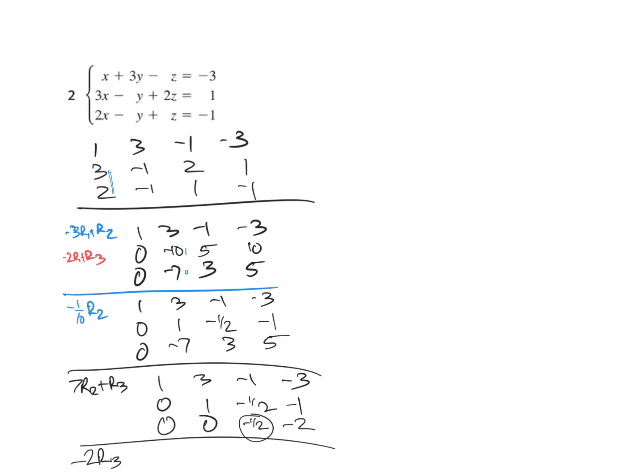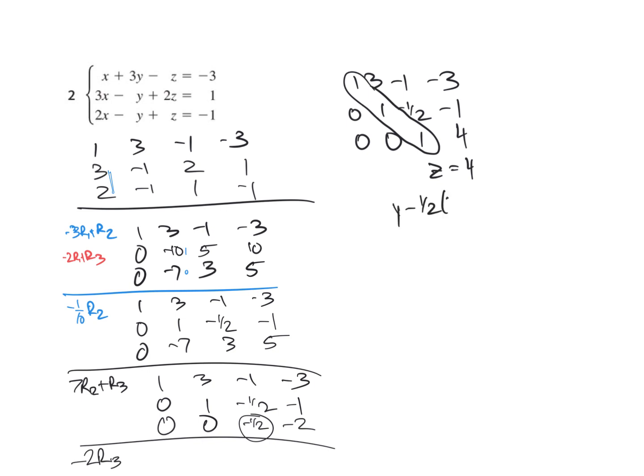So let's rewrite all of this. 1, 3, -1, -3. 0, 1, -1/2, -1. 0, 0, -2 times -1/2 is +1, -2 times -2 is +4. And there we have x, y, and z with 1s. So z is 4. Plug it in: y minus 1/2 of 4 equals -1. So half of 4 is 2. y minus 2 equals -1. Add 2, we get y equals 1.